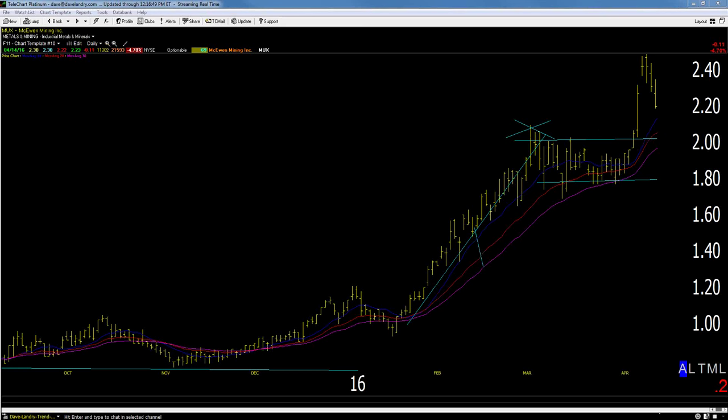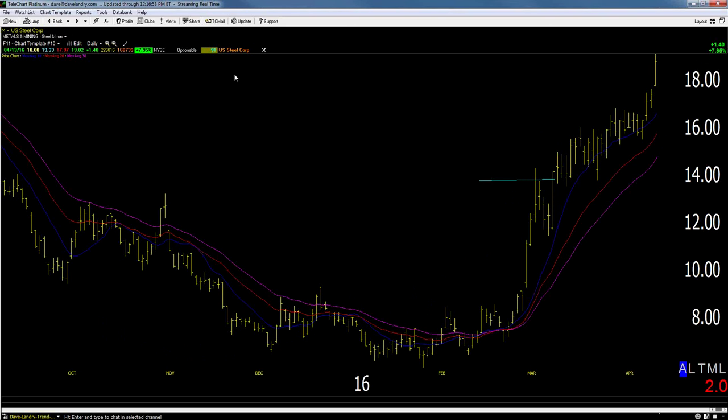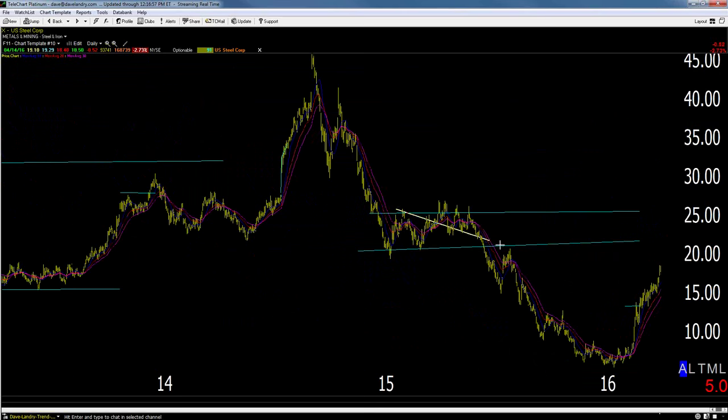Andre wants to know about X. X is going to be a steel stock, biggest of them all, I think. Yeah, on a pullback, possibly. It does have some overhead supply to deal with. I would see if you could find something else in steel that might be worthwhile. A lot of them are going higher.